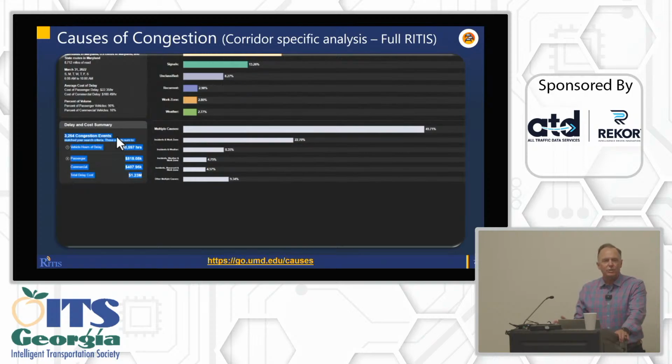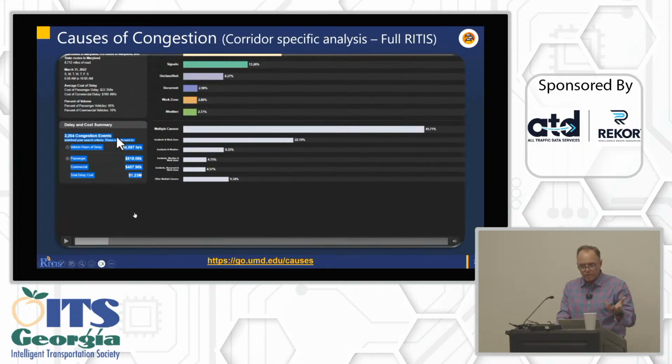So causes of congestion, another tool in your toolbox, allows you to quantify, okay, we know there's congestion on the road, right? Everywhere. But what are the contributing factors? Is it weather related? Is it collisions? Is it work zones? Is it a combination of factors? What are some of the work zone, weather, recurrent?